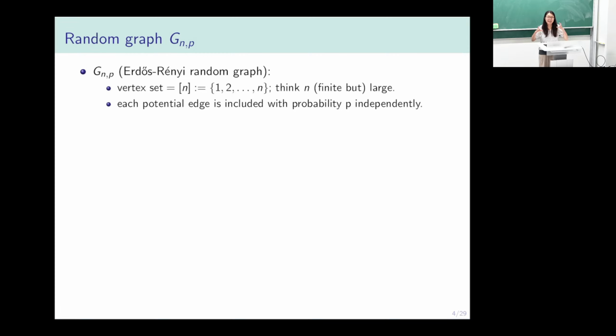So because we have n vertices, how many potential edges do we have? Just to check we're on the same page. How many potential edges do we have? n choose 2. Yeah, n choose 2. So we have n choose 2 edges, and then each potential edge is included with probability p independently.